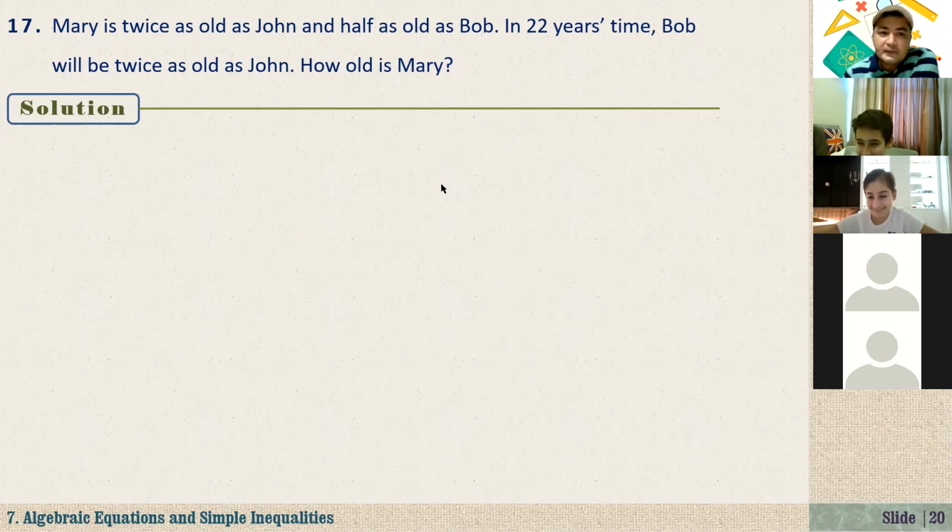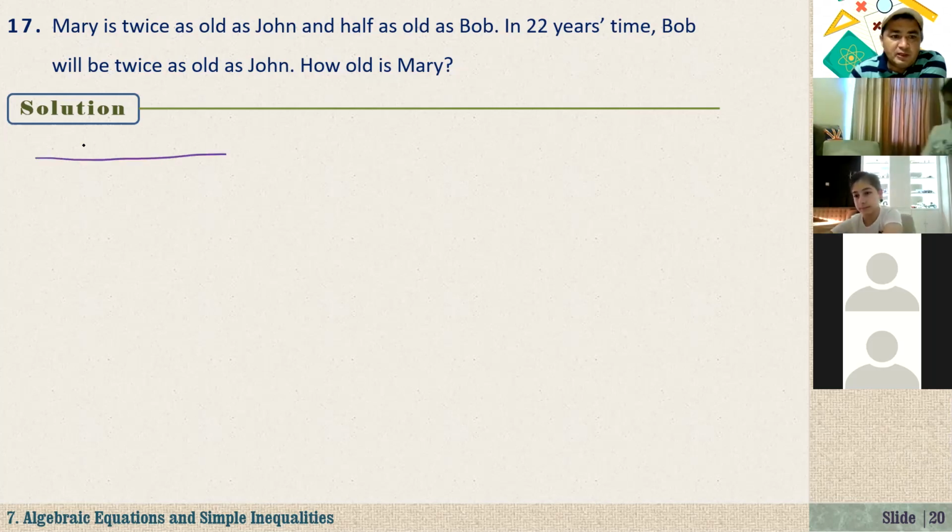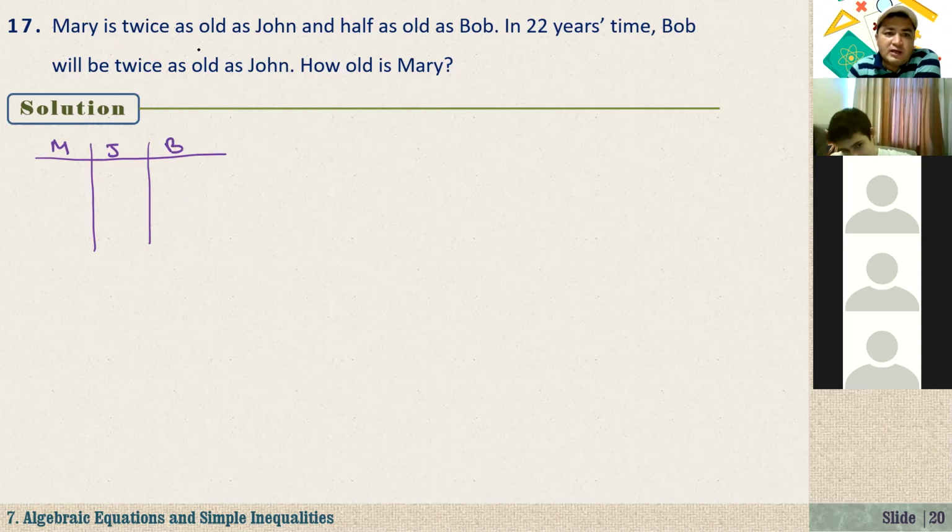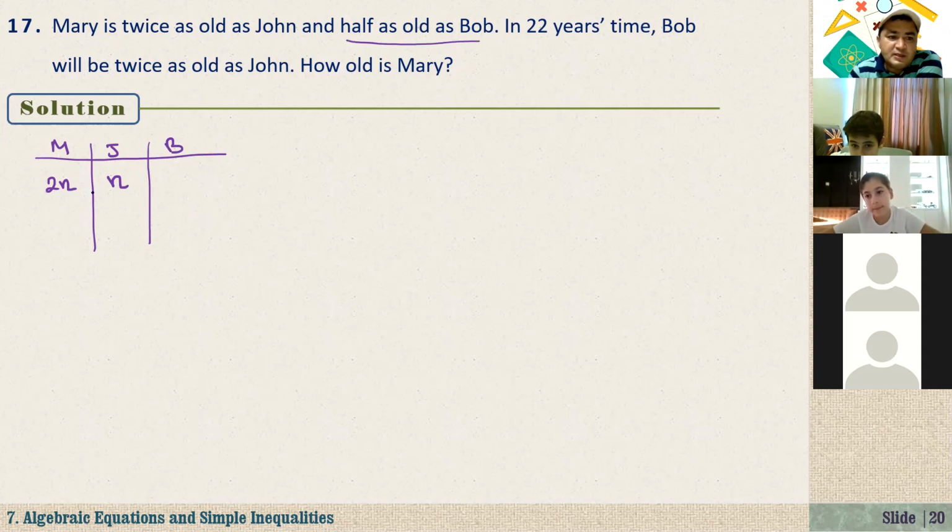Okay, Adnan, no problem. So guys, again, this kind of age problems, all right, the first step, I really suggest you, I cannot force anybody, but tabulate your data, all right. Here we are talking about 3 people. Let me just draw a simple table here. Here we have Mary, here we have John, and here we have Bob. It says that Mary is twice as old as John. I don't know John's age. Let's say John's age is N. So Mary's age is 2N. And half as old as Bob, right? Mary is half as old as Bob. So that means that if Mary is 2N, Bob should be 4N.